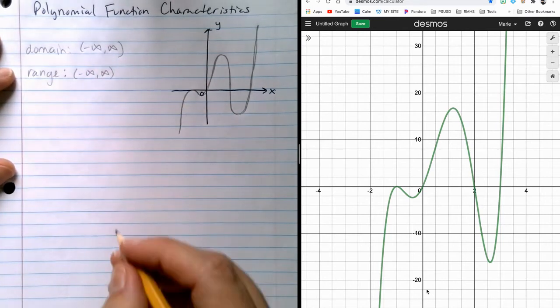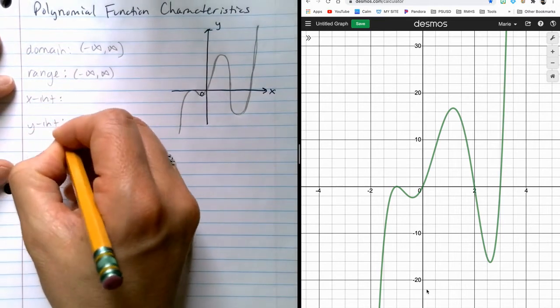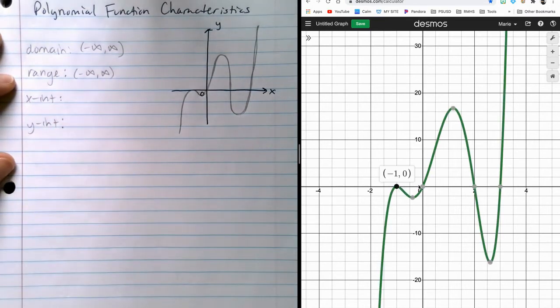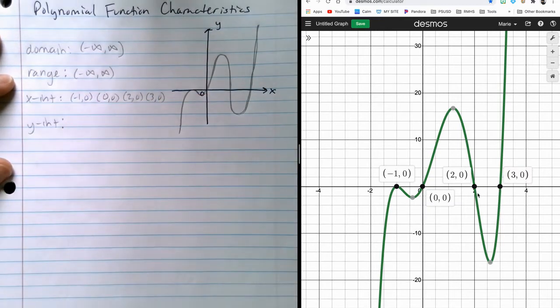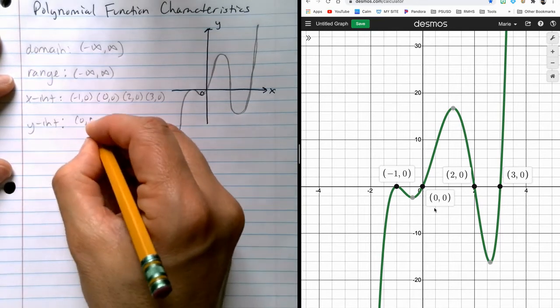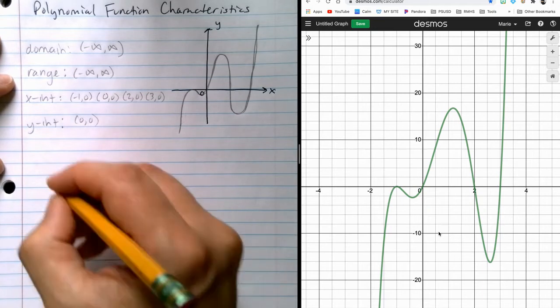Now let's look at the intercepts. So my x-intercepts are the following. So let's list those. And the y-intercept, remember, if it's the origin, it's both. Now let's look at extrema.